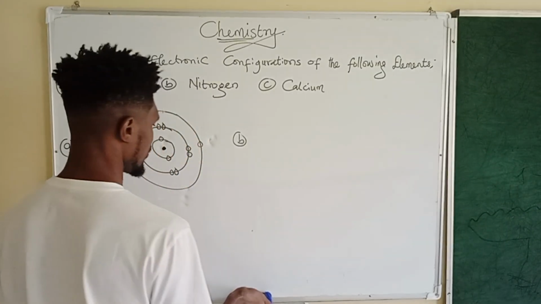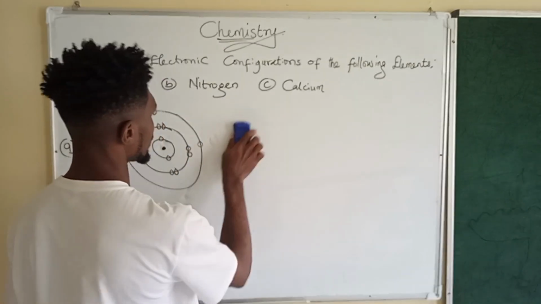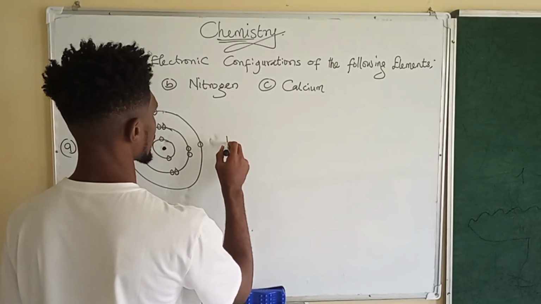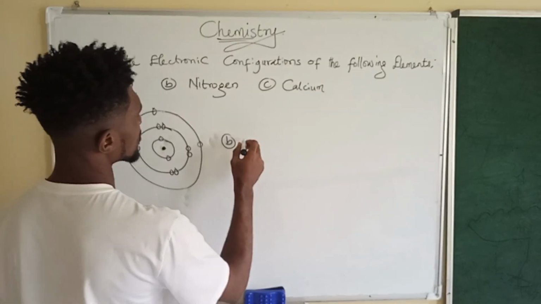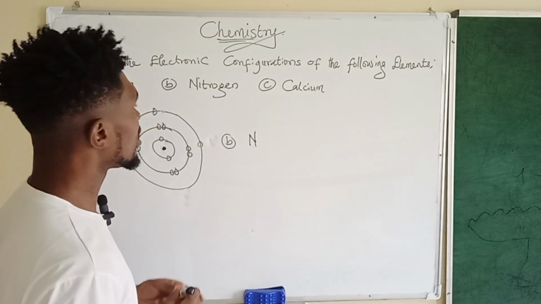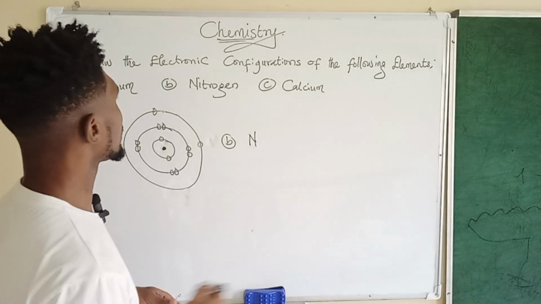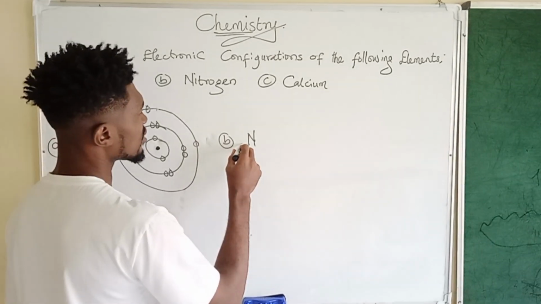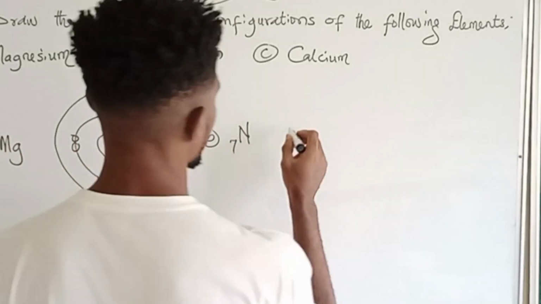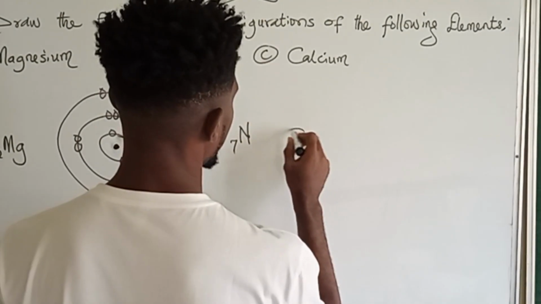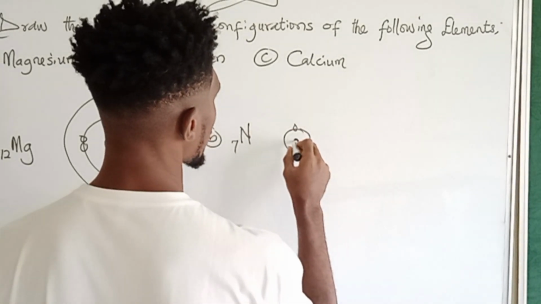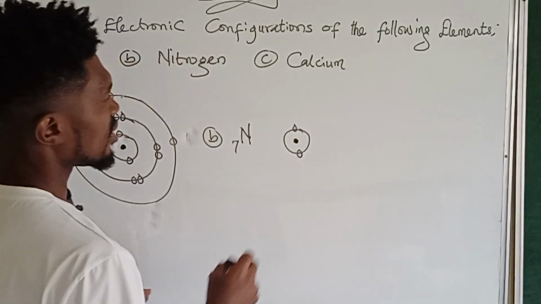Our B is nitrogen. The formula for nitrogen is N, capital letter N, and it has atomic number of 7. Okay, so let's draw. The first shell will accommodate a maximum of 2 electrons. Then we'll have a dense nucleus at the center. The next one is what?